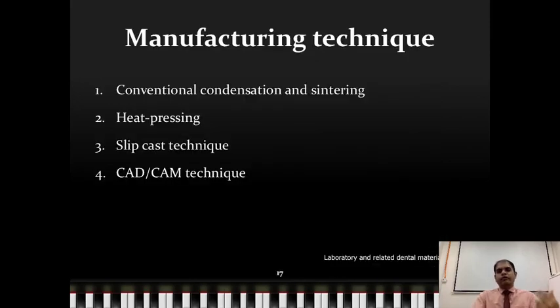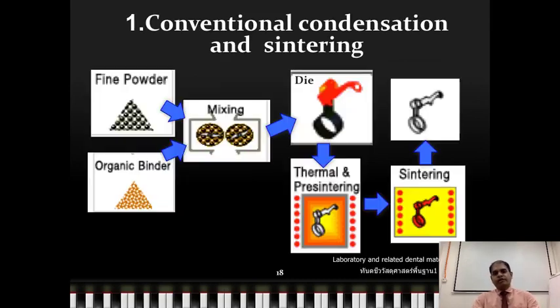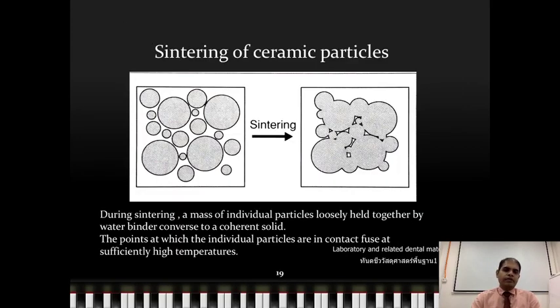So let's look back at the manufacturing technique. We have conventional heat pressing, slip cast and CAD/CAM technique. The conventional technique is pretty simple: you have to mix fine powder and organic binder, then make a die, do thermal pre-sintering, and then do the final sintering of the ceramic. So what is actually ceramic?